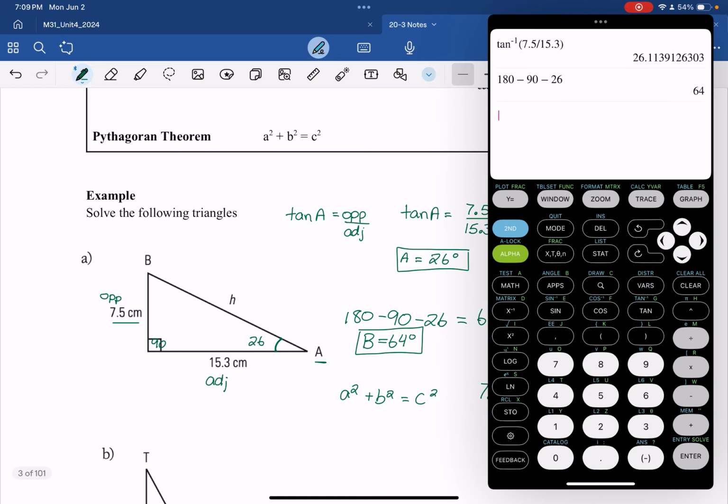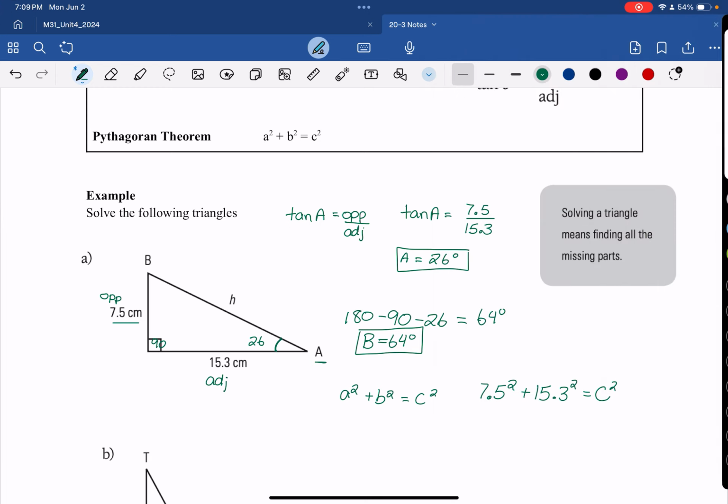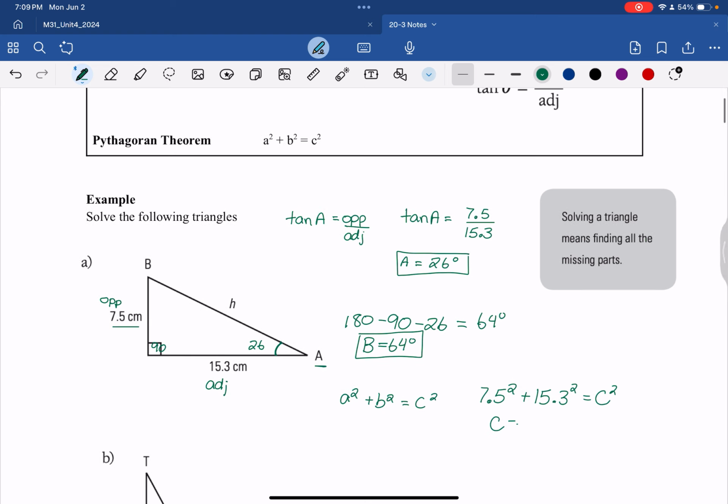So we're going to type that in, 7.5 squared plus 15.3 squared. And now this is not my final answer. It gives me c squared. So what I actually need to do is to take the square root of this number. So I'll get 17. So c equals 17 centimeters.